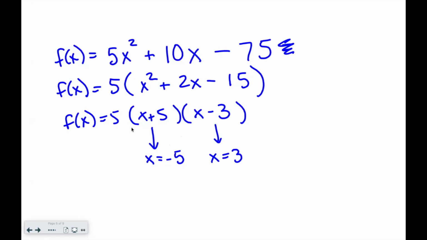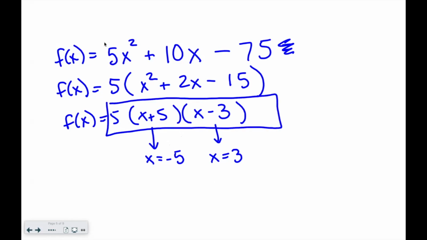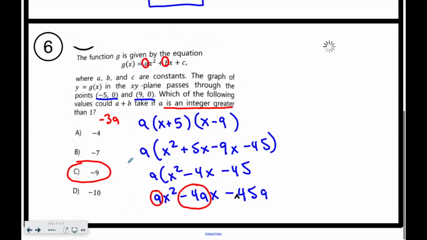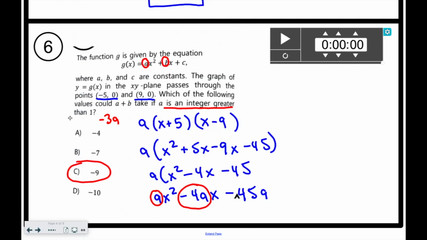So what we did in this problem is, you just need to know that when something looks like this, it's in intercept form. And when something looks like this, it's in standard form. So for the points that were given, you just flip the sign to the opposite sign? Yeah, it's always x minus the zero that is the factor.